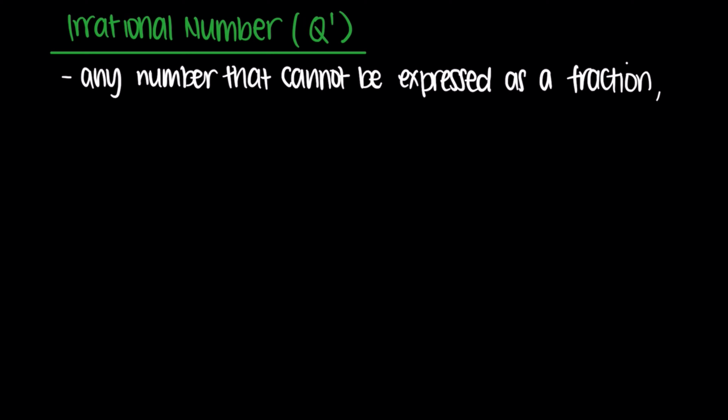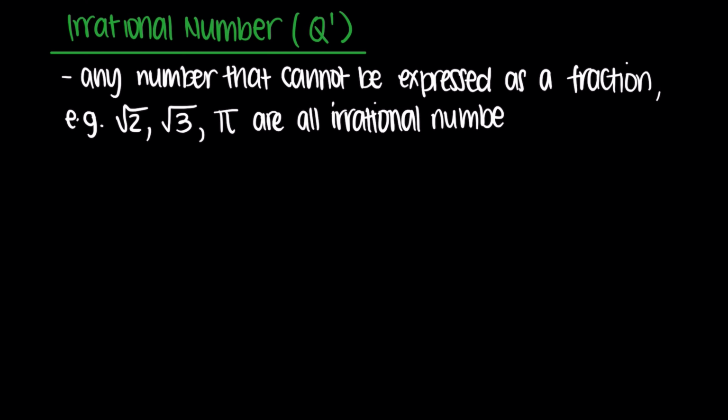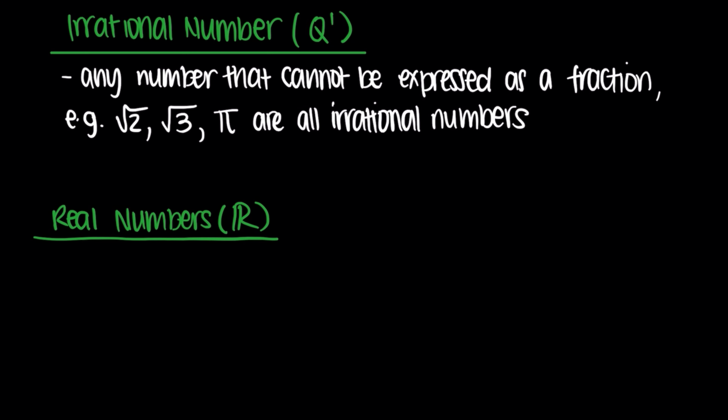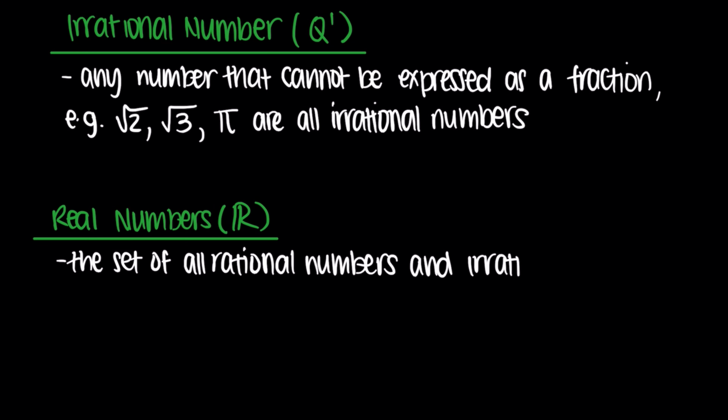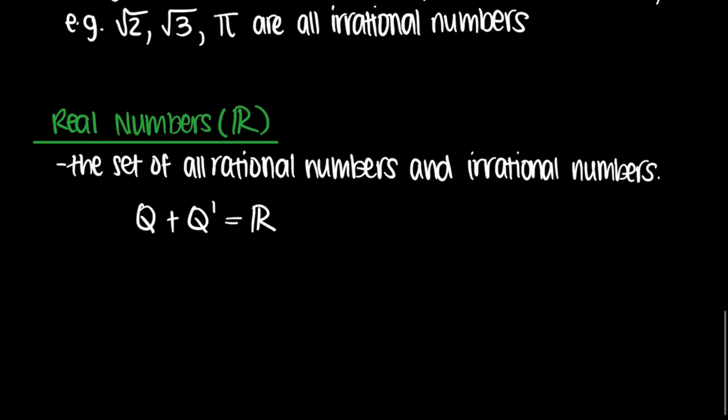The next thing we look at is irrational numbers, denoted by the symbol Q complement. This is any number that cannot be expressed as a fraction. For example, the square root of 2, square root of 3, and pi are all irrational numbers because we can't express any of these numbers as fractions. Now, the last thing we look at is real numbers, denoted by the symbol R. This is a set of all rational numbers and irrational numbers. So Q, the set of rational numbers, plus Q complement, the set of irrational numbers, is equal to the set of real numbers.